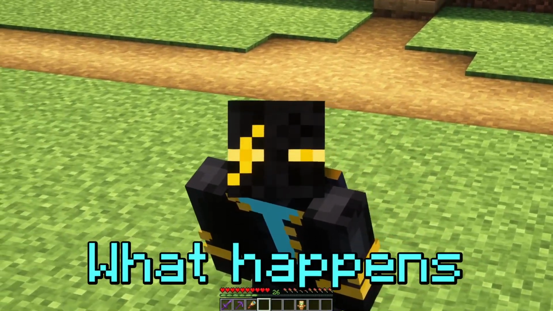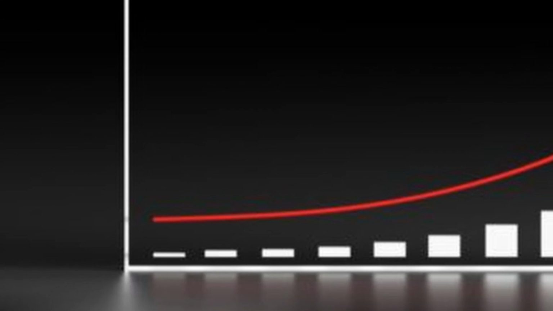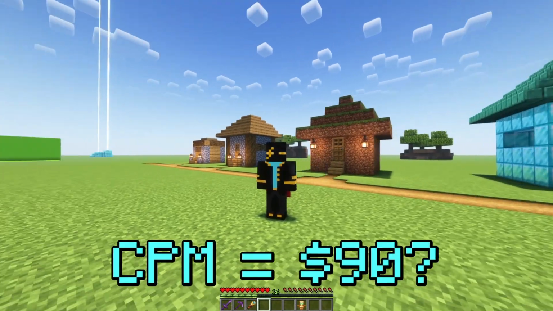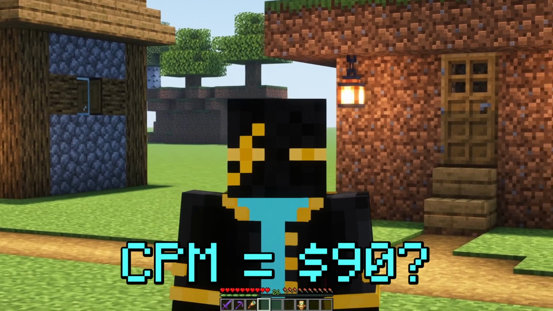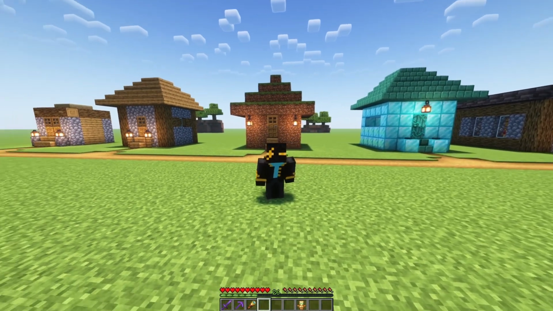But what happens if we triple the ads? Quadruple? Sextuple? What I'm curious about is, will it stay consistent? If we keep upping the ad number, will the RPM and CPM continue to double? If I put 100 ads on this video, am I going to end up with a CPM of $90, $95? Or is it going to plateau? Is it going to stop at some point?